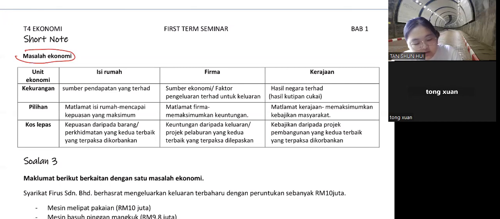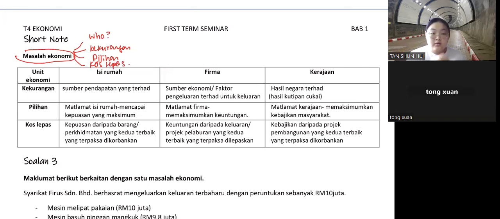Whenever a question asks you about masalah economy, you got to tell me what? First, who are they? Your way of explaining is like, siapa itu? And then, what is the kekurangan? You got to tell me they are facing scarcity. They are not enough what? When they have not enough, they have to make choices, pilihan. When they make choices, they got to let go of something, cost lepas. This is the flow of explaining.